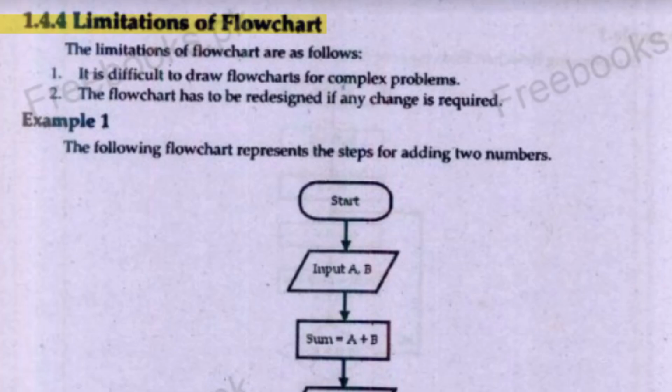1.4.4 Limitations of flowchart. The limitations of flowchart are as follows. 1. It is difficult to draw flowcharts for complex problems. 2. The flowchart has to be redesigned if any change is required. Example 1. The following flowchart represents the steps for adding two numbers.